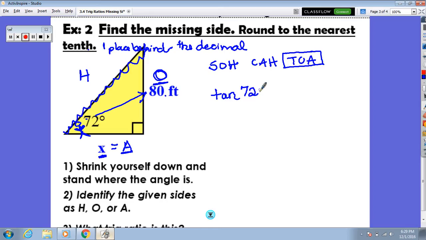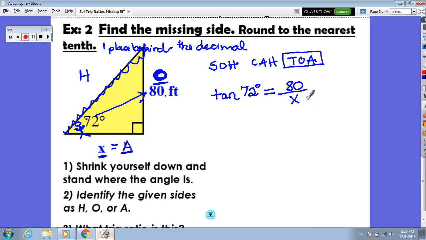72. And remember, the number that goes next to your trig function is always the angle measurement. That's the one that has the degree sign. Okay? Equals my O, which is opposite. That's going to be 80, because remember, 80 was opposite my angle. Divided by adjacent, which is my variable x.